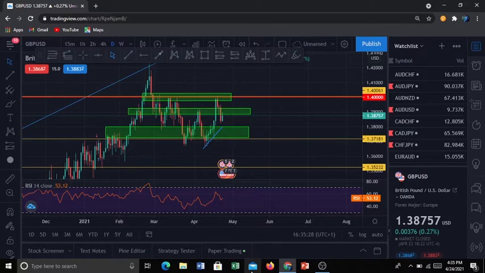And I always come up with weekly analysis for you guys, what I'll be looking at on different currency pairs in the Forex markets for the week.